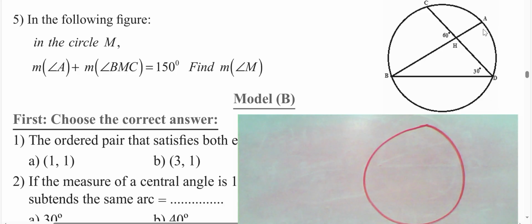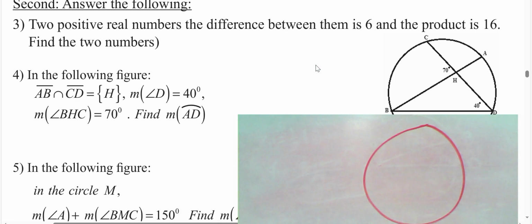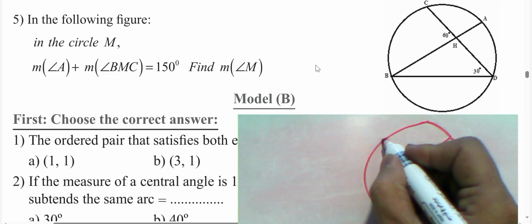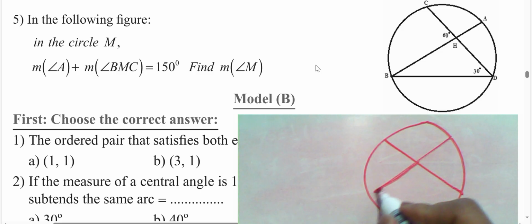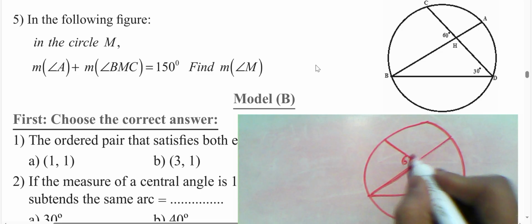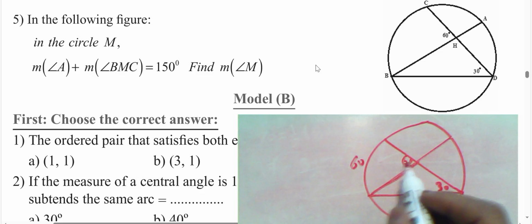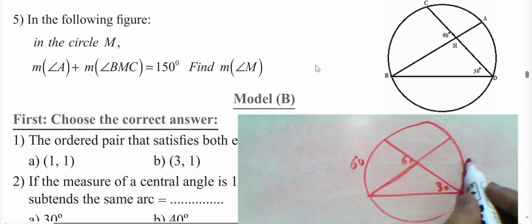If the measure of angle A plus the measure of angle BMC, it's the same direction as before. Let's change. Don't worry, I will solve the example like before. We have two chords here, intersecting at one point. We have here 60 and 30. 30, it will be 60. This 60. And this arc will be what?